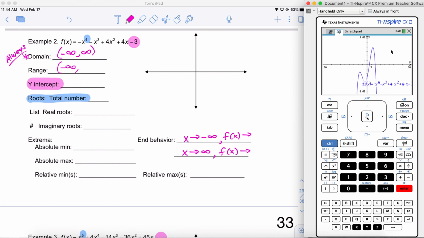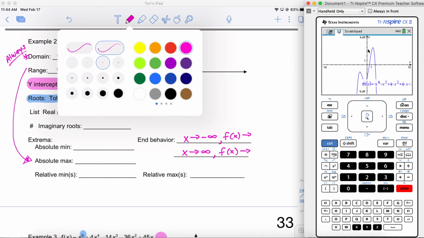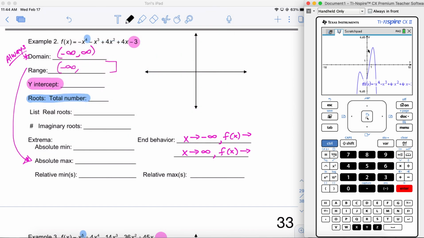It's going up to whatever this highest number is up here, and that's going to be based on my absolute max. So I'm going to make a little connection. That range is going to go up to wherever my absolute max is, okay? And that would be included, so I'm going to square the bracket. All right, using my y-intercept, I do know that I have a y-intercept of negative 3. I can go ahead and label it on the graph.